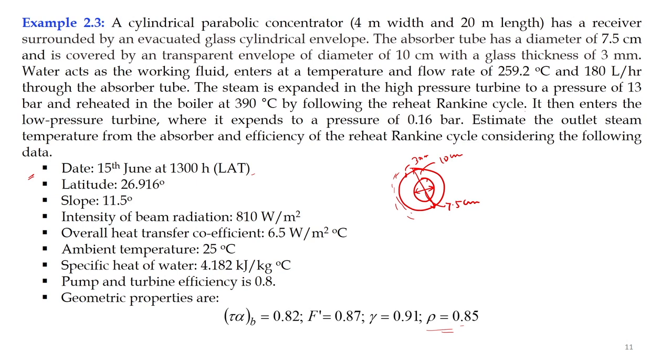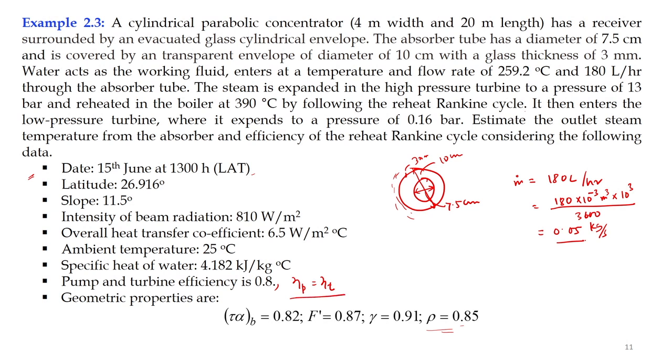Let us now solve the problem. Here the mass flow rate is given as 180 liter per hour. So it will be something like 180 multiplied by 10 to the power minus 3 cubic meter, then multiplied by density, and then divided by 3600. If we simplify it, you will get something like 0.05 kg per second. Okay. And pump and turbine efficiencies, both are the same.